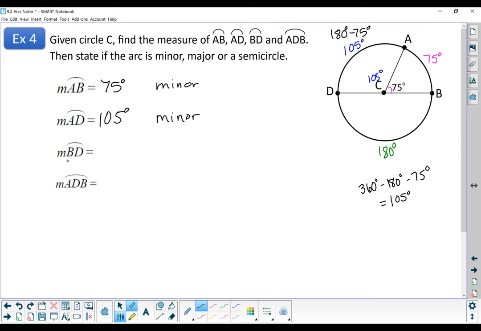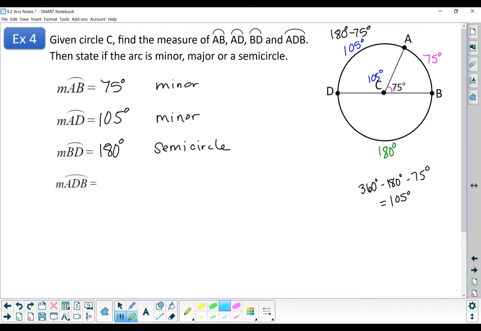The next one it asks for is the measure of arc BD. So BD, from B to D, you could think of it as this arc on the bottom. You could also think of it as this arc on the top, and they are the same size exactly. So whichever way you rotate around that circle, that is 180 degrees. And so that is called a semicircle.